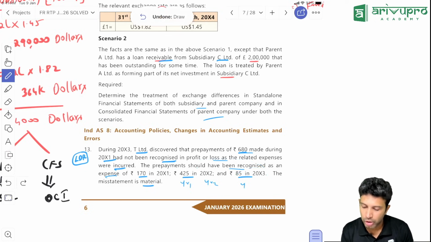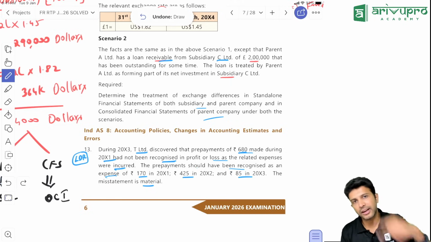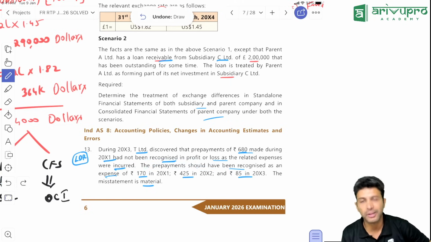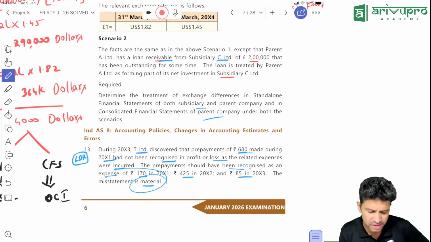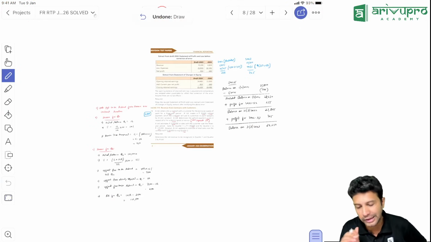Okay, so we forgot to record the expenditure of the last year and the year before, worth this much. We got to know that in the current year. So in the last 2 years we have made a mistake. So there's an error, and they're saying this misstatement is material. It's not a small amount, it is a material one.